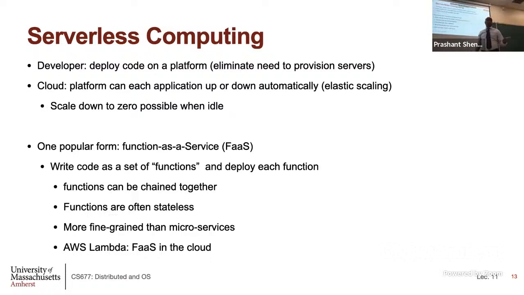So developers will deploy code, which eliminates the need to provision servers. Same thing I said last time. The cloud provider can automatically scale up or down. It will figure out, based on the number of requests your application sees, how much resources to give it. Should it put it on a bigger VM, smaller VM? They'll figure it out.